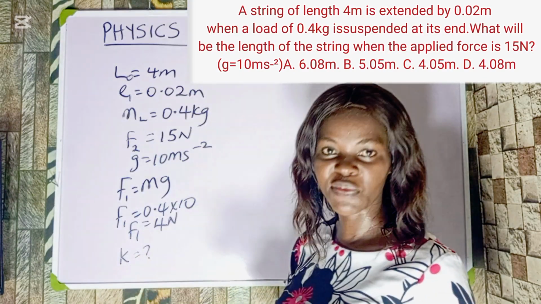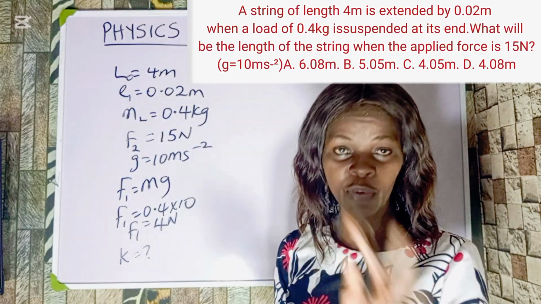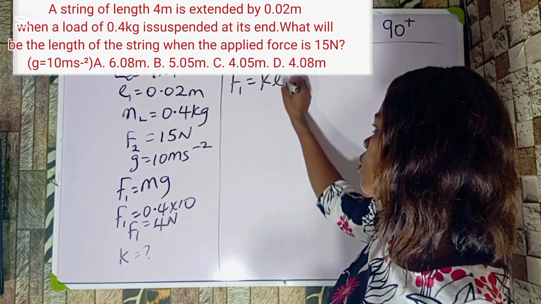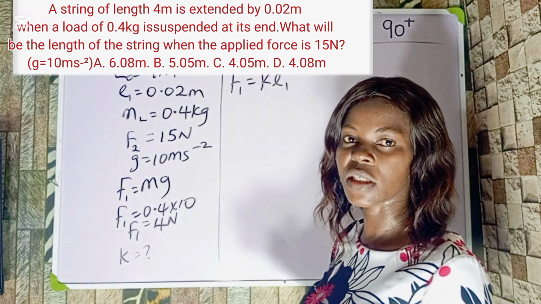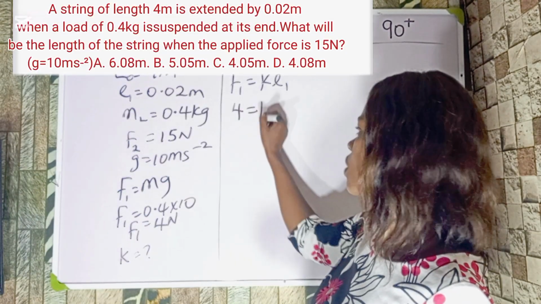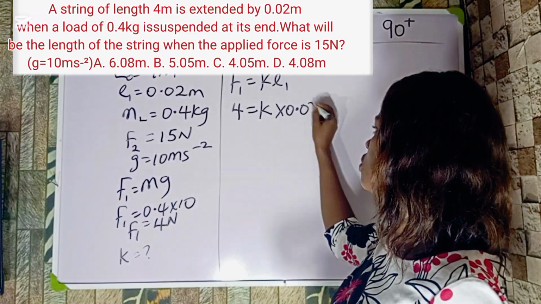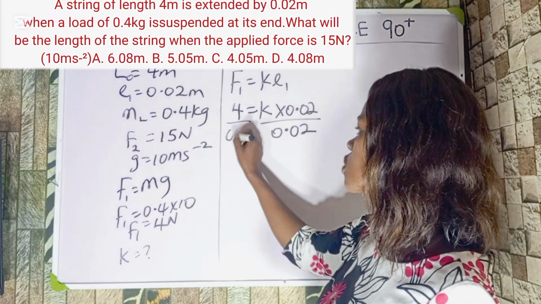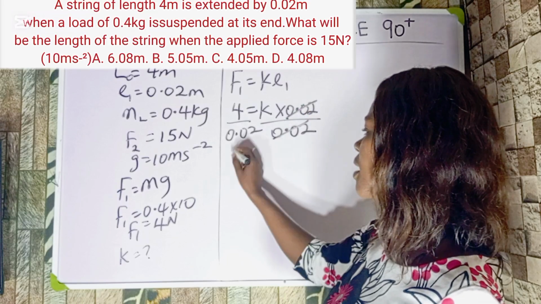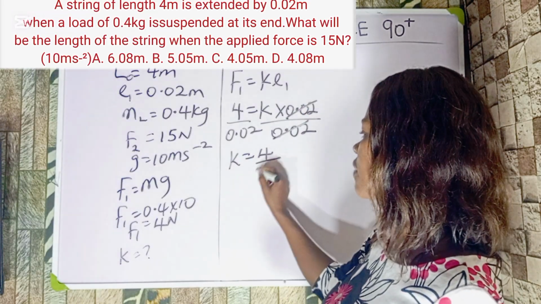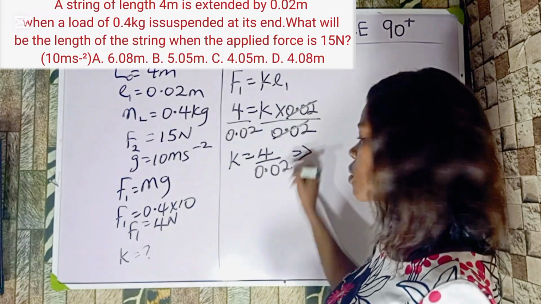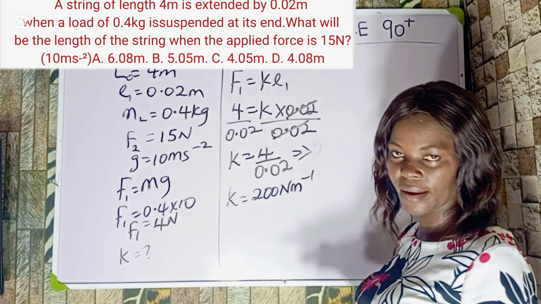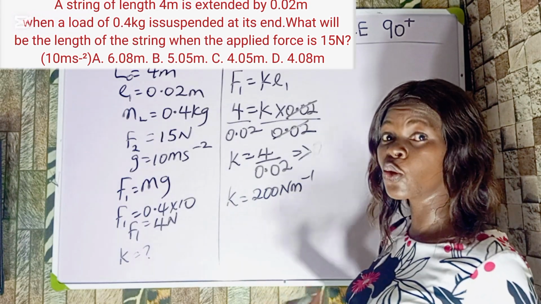So before we can solve for the new length, we must get our force constant, which is K, using Hooke's law. This is a Hooke's law question. So we say that F1 equals K E1. The force we are going to use is 4, so 4 is equal to K, my E1 is 0.02. We divide both sides by 0.02, and this cancels each other. K is equal to 4 divided by 0.02. When we divide, it is going to give us 200 Newton per meter.